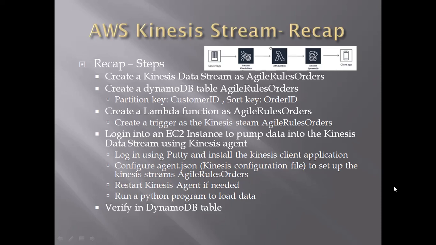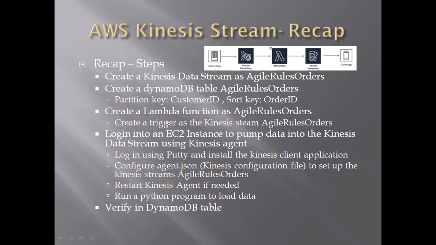So these are the steps at a high level. First, we are going to create the Kinesis data stream called Agile Rules Orders. Create a DynamoDB table called Agile Rules Orders with the partition key as the customer ID and the sort key as the order ID. In the Firehose, while defining it, we said what the destination is, and we chose S3. But here there is no default destination, so that's why DynamoDB is used to create the destination.